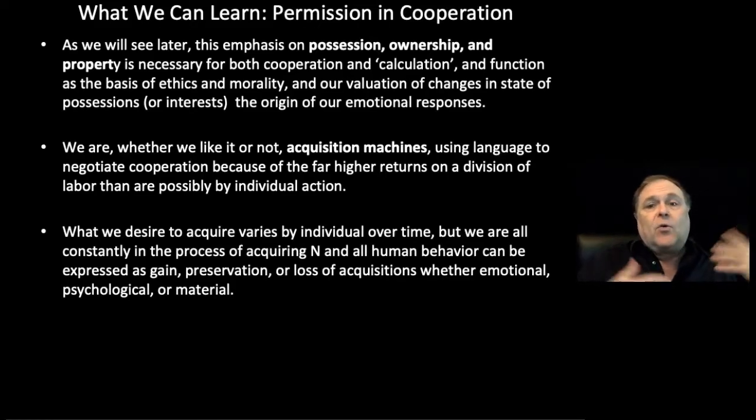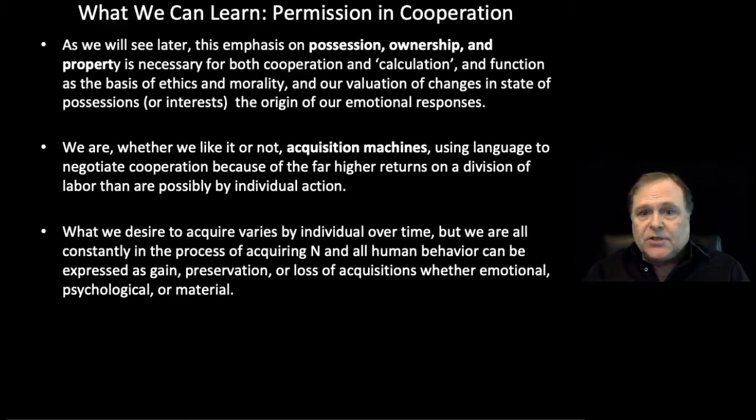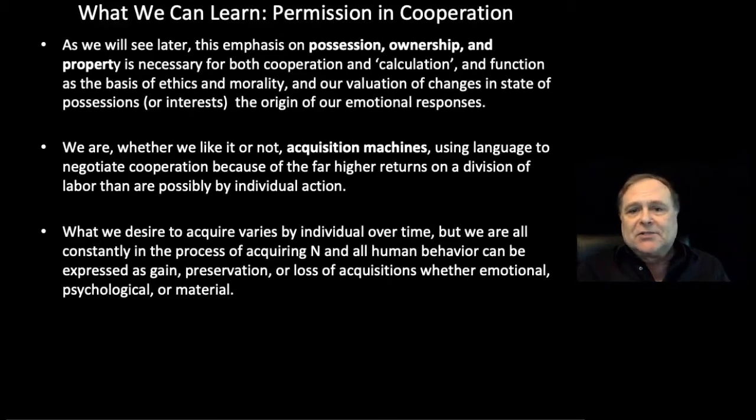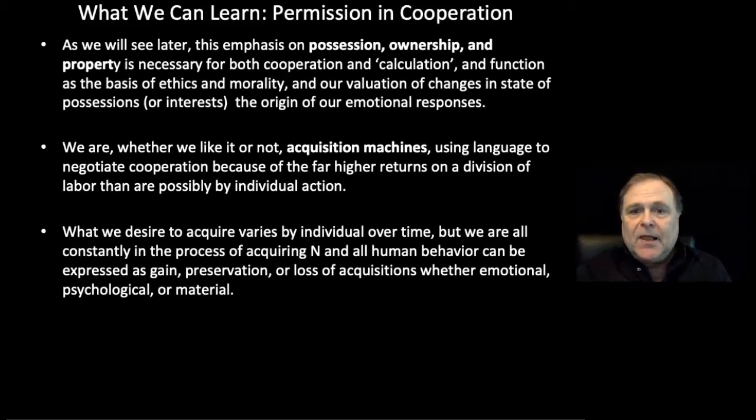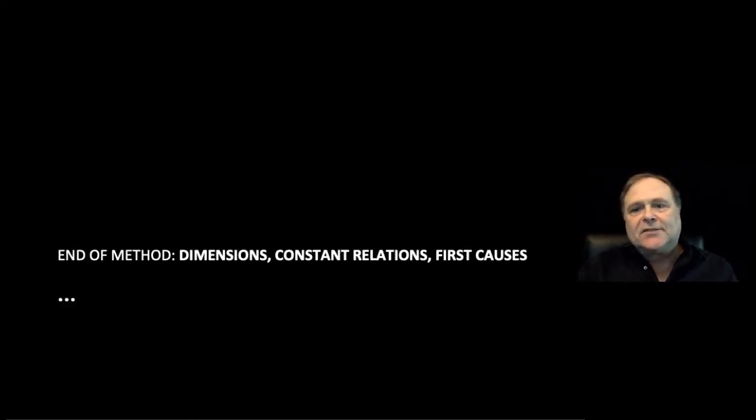Of course, what we desire to acquire varies by individual over time. We're constantly in the process of acquiring something or other, even if it's just oxygen or time. And all human behavior can be expressed as gain, preservation, or loss of acquisitions. And to some degree, that's the accounting system we're building. We're trying to build a system of measurement that talks about gains and losses, testifiability and not, reciprocity and not, gains and losses and not. So that's the first section.